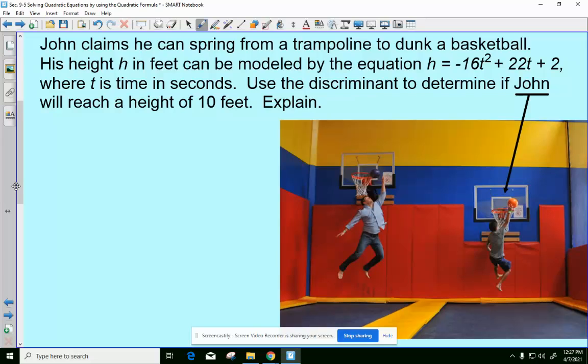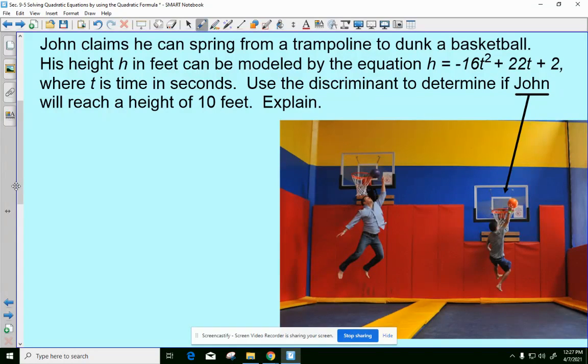All right, so here's the question. John claims he can spring from a trampoline to dunk a basketball. All right, his height, h, in feet can be modeled by the equation h equals negative 16t squared plus 22t plus 2, where t is time in seconds. Use the discriminant to determine if John can reach a height of 10 feet.